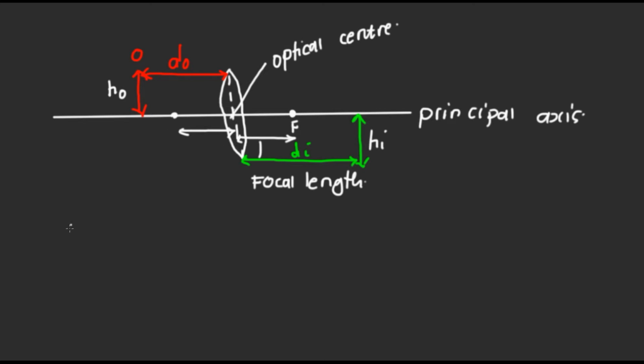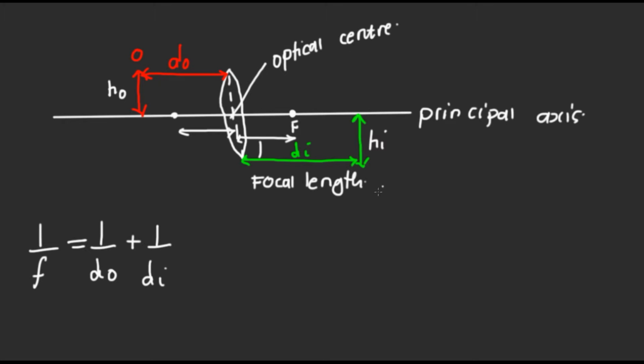Now, the first formula that you are supposed to know, the thin lens equation, is this one: 1 over F, where F is the focal length, is equal to 1 over DO, which is the distance of an object, plus 1 over DI, the distance of an image. From the calculations, you can tell if the image is real, virtual, upright, or upside down, inverted or non-inverted.